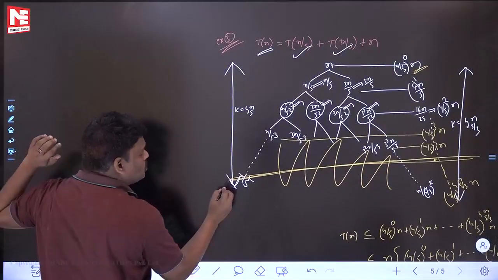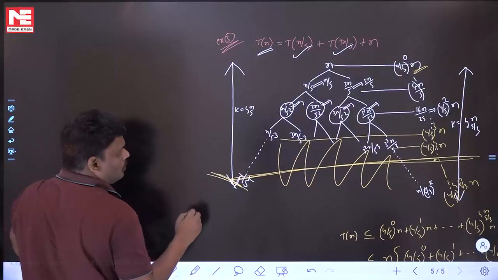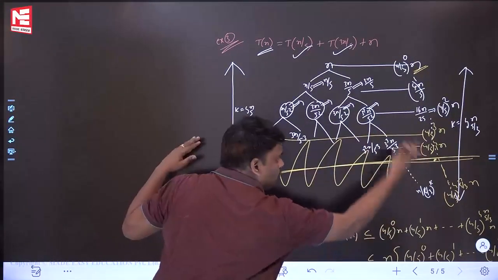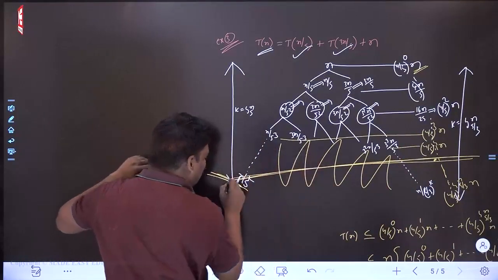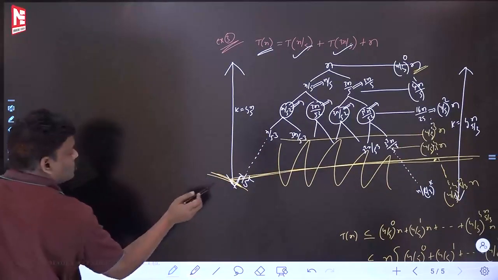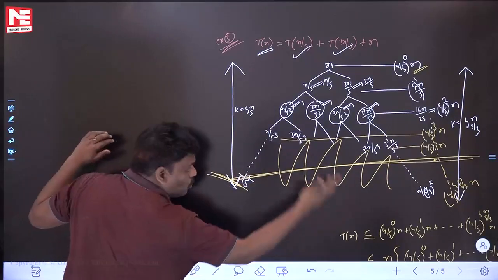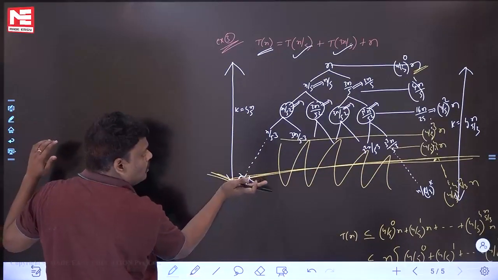Lower bound means what? Until here only concentrate. Even though some more people are coming down, don't bother them. Until here only concentrate. Actually I have to consider afterwards also, but I will stop here. What is the meaning? Less I will get.